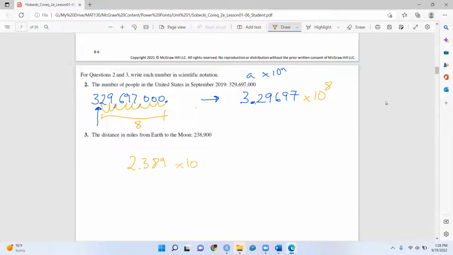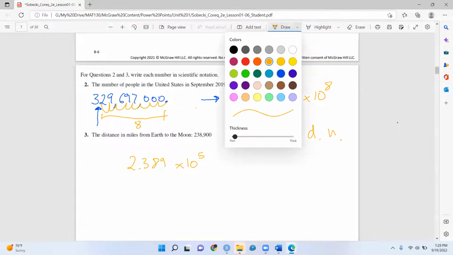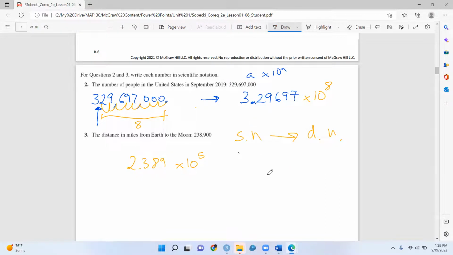2.389 times 10 to the 5th power, because we moved it 1, 2, 3, 4, 5. Awesome. So notice what we've done here. This is how we're going from scientific notation into decimal notation. And decimal notation is the one you're probably most familiar with. It's the one we use the most in life.